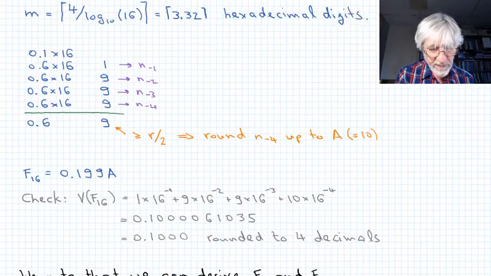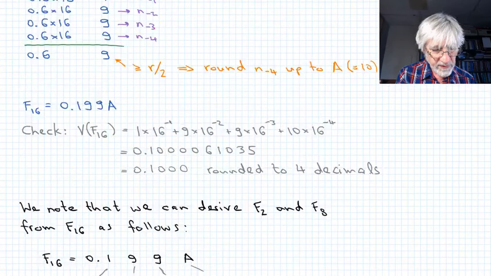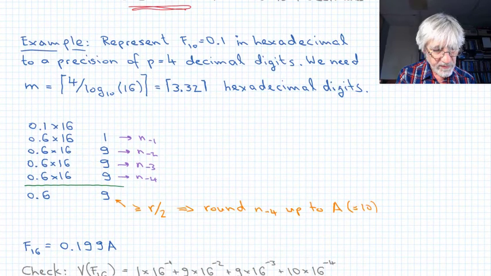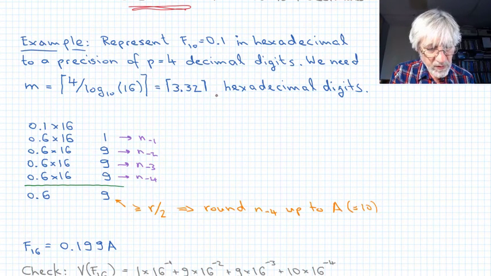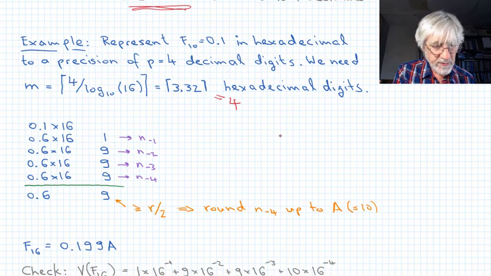And finally, we're going to do this also for hexadecimal. Let's see, here it is. So again, we use the decimal number 0.1, and we want to express it now in hexadecimal. 4 divided by the logarithm to the base 10 of 16 is 3.32, and so we're going to need the next highest integer, 4 hexadecimal digits.